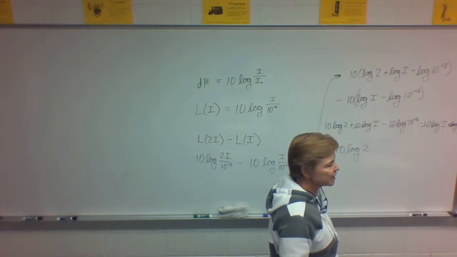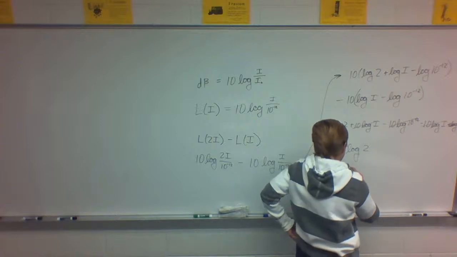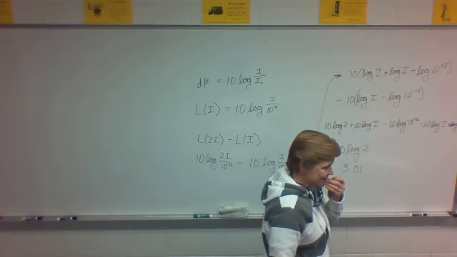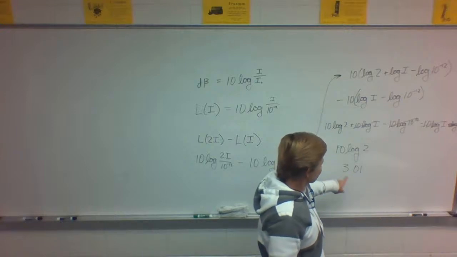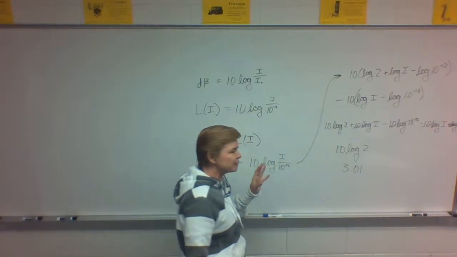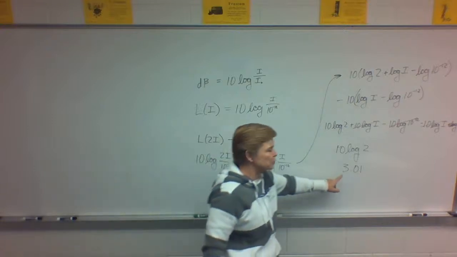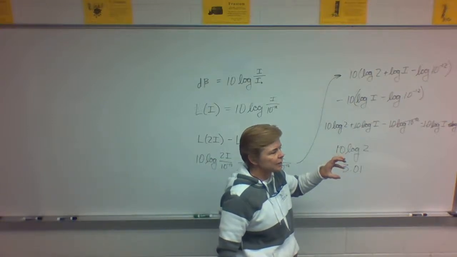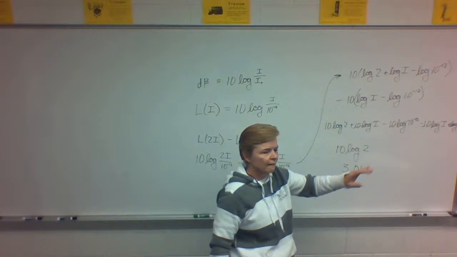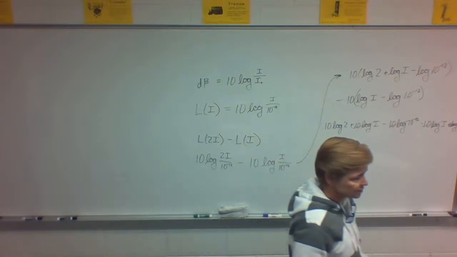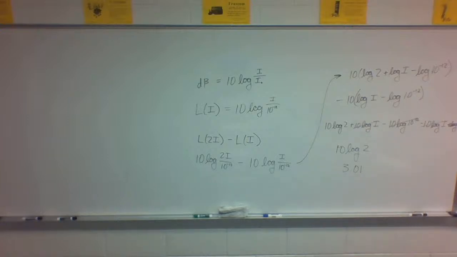10 log 2 should be an easy thing for you to punch in your calculators. Is that right? Yep. By doubling the intensity of the energy, the decibels only go up by 3. So if it was originally 40 and you double the intensity, it's now 43. That's just not that much. But that's what it turns out to be.